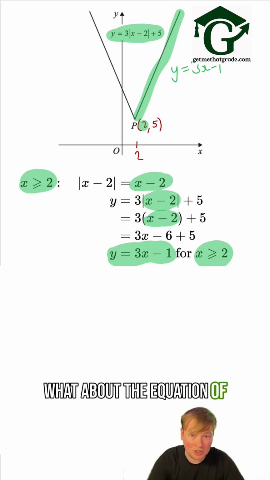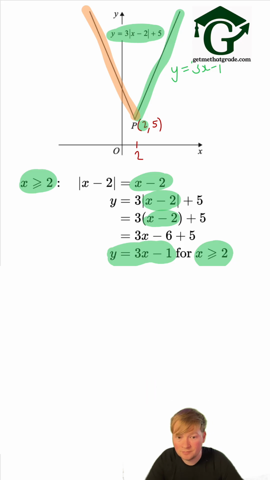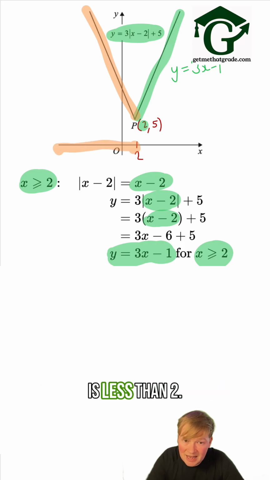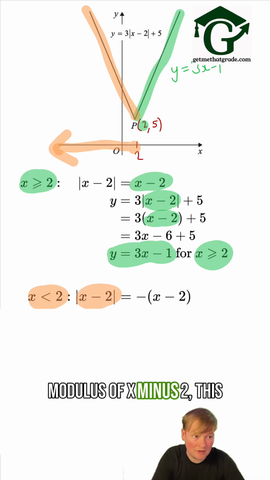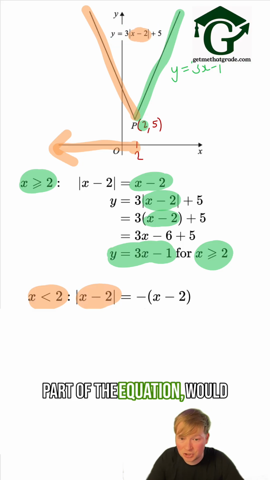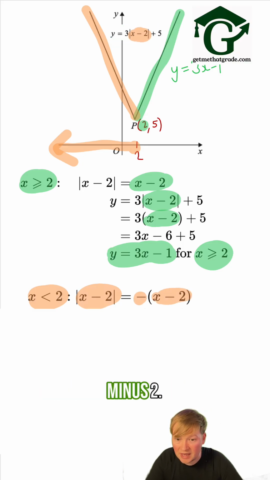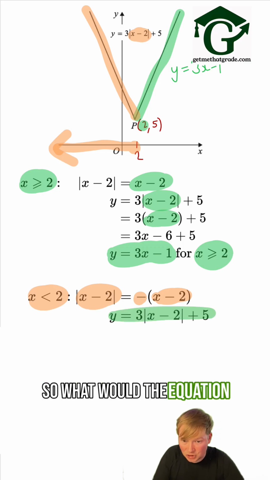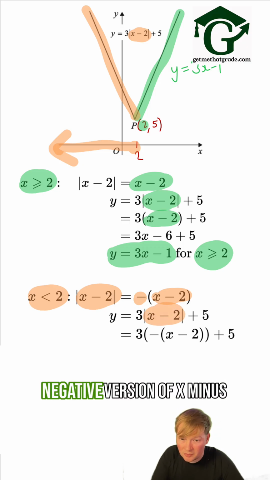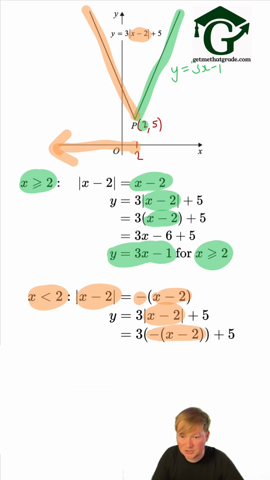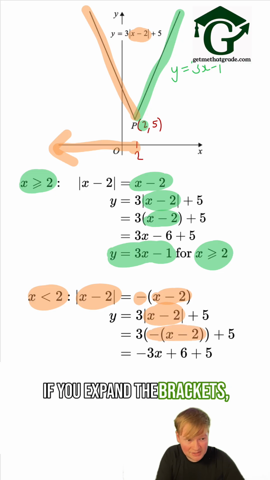What about the equation of this orange branch on the left? Well, that would be when x is less than 2. If x is less than 2, then the modulus of x minus 2, this part of the equation, would be the negative version of x minus 2. So what would the equation become? Well, I would be replacing this modulus part with the negative version of x minus 2. If you expand the brackets, you end up with this.